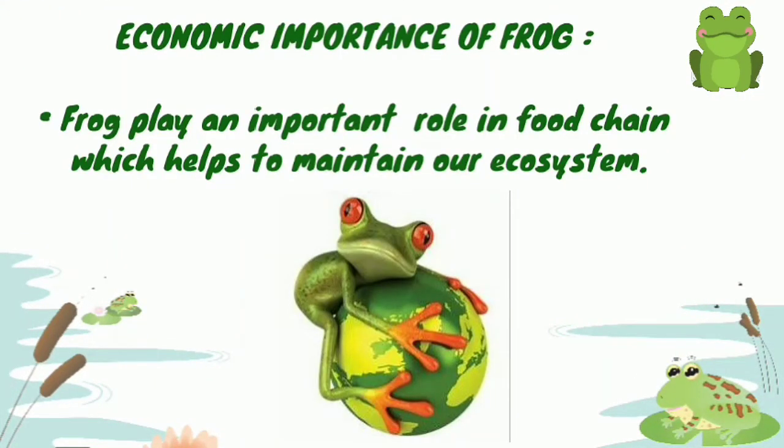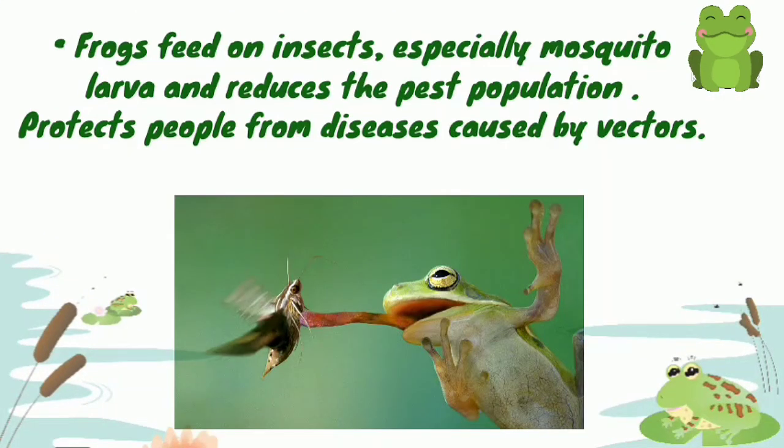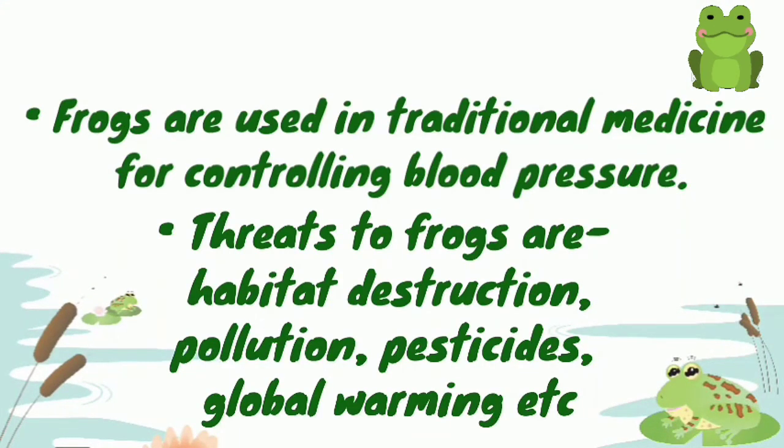Economic importance of frog. Frogs play an important role in the food chain, which helps to maintain our ecosystem. Frogs feed on insects, especially mosquito larvae, and reduce the pest population, protecting people from diseases caused by vectors. Frogs are used in traditional medicine for controlling blood pressure.